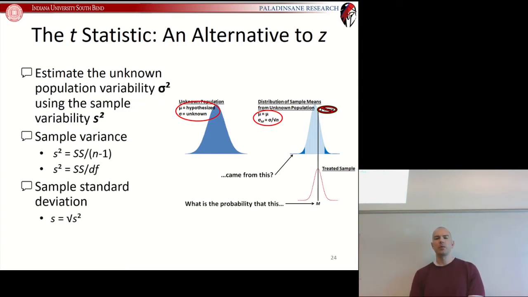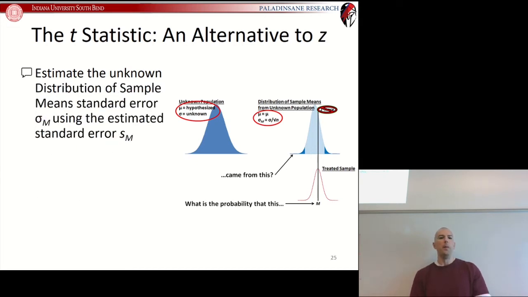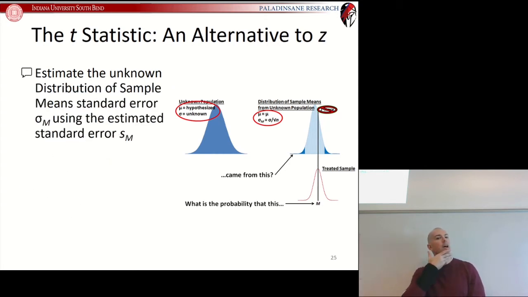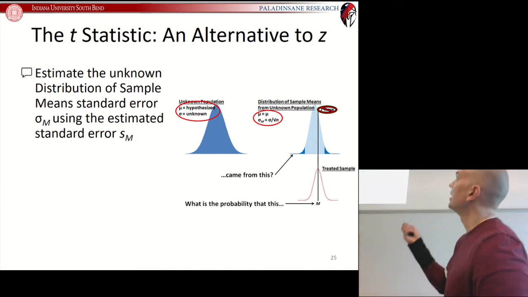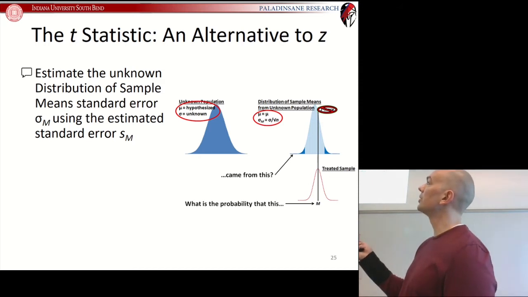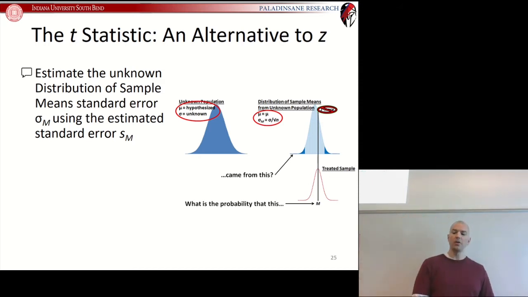We're going to use the sample's variability to estimate our population's variability so that we can then estimate that unknown distribution of sample means. So we need to figure out this standard error. We need to figure out the standard deviation of the distribution of sample means. So instead of calculating the standard error, this one over here, which we calculated when we knew the population standard deviation, we're going to calculate the estimated standard error, the standard error of this estimated distribution of sample means.